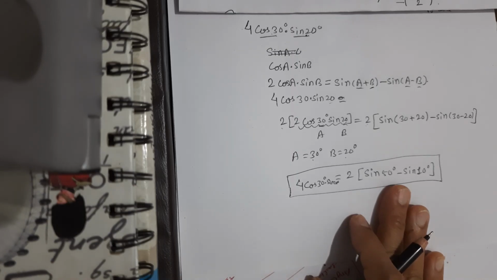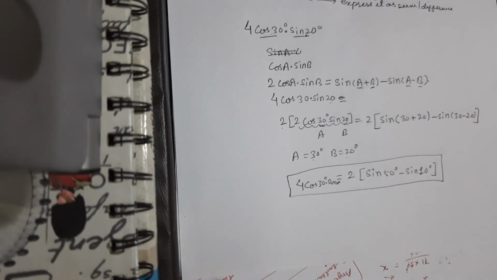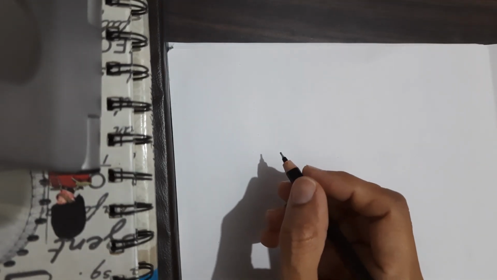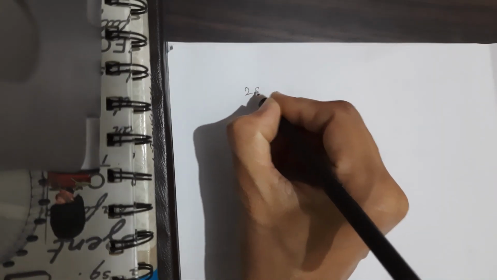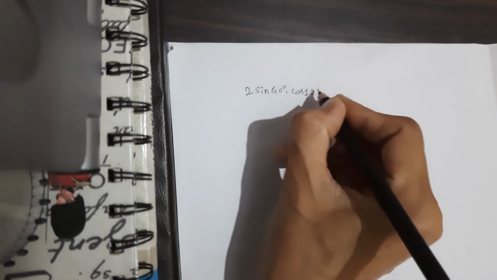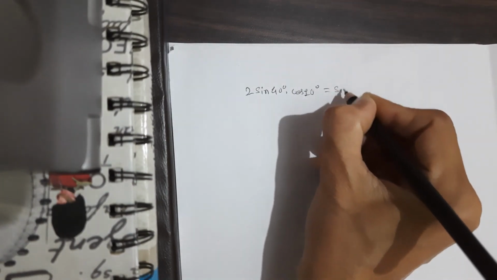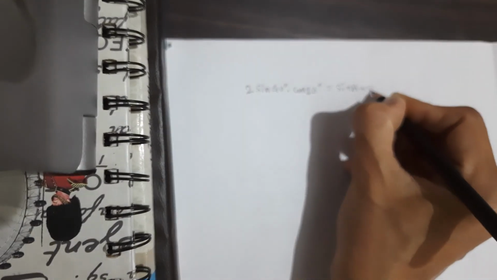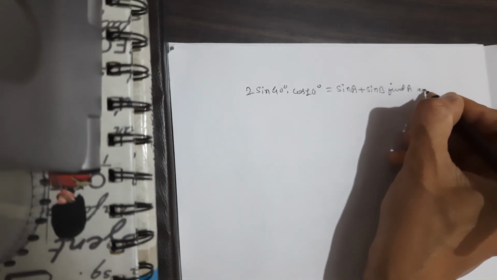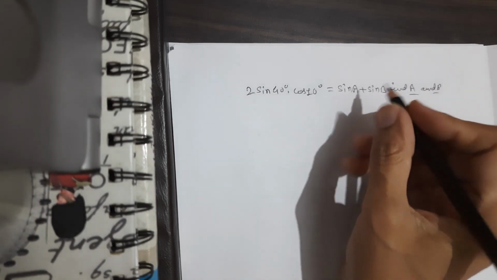In the same way, we can solve a problem like this. Suppose I have an expression here; just ignore the down page. Suppose I am given 2 sine 40 degree into cos 10 is equal to sine A plus sine B, and I need to find A and B.